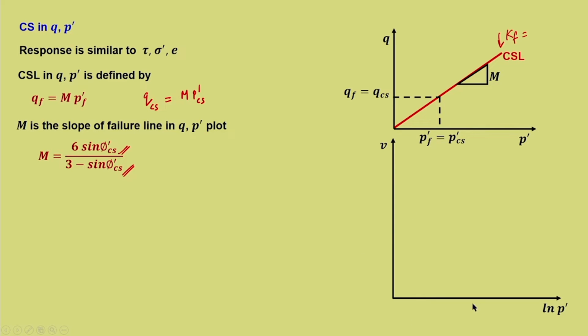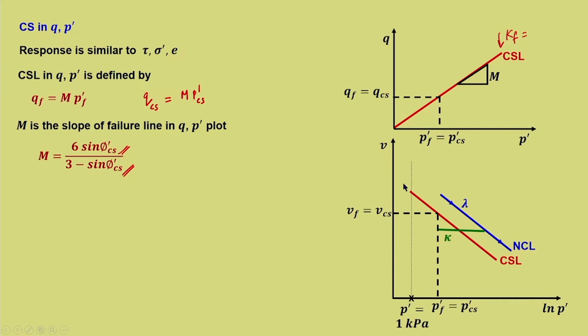Now, let us see this in terms of V versus ln p dash. This is the NCL with a slope of lambda. The critical state line is positioned like this because we know the rightmost boundary is the NCL and there is no state beyond the NCL. This is the unloading-reloading line with a slope of kappa. Again, we have already discussed this. Now, let us say p dash f is equal to p dash Cs, which lies on the critical state line, where Vf is equal to Vcs. All the important parameters are defined, that is p dash Cs, qcs and Vcs.